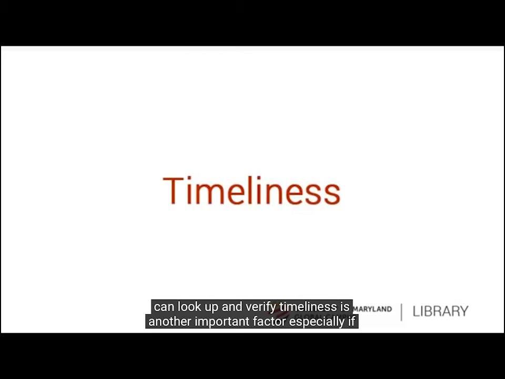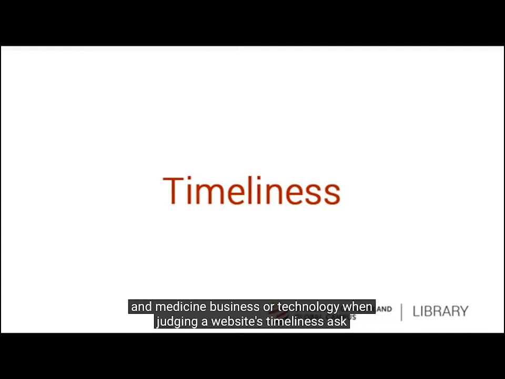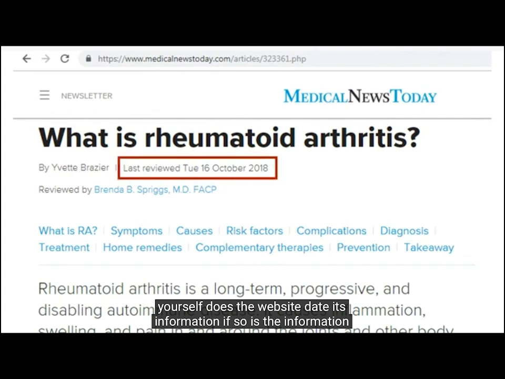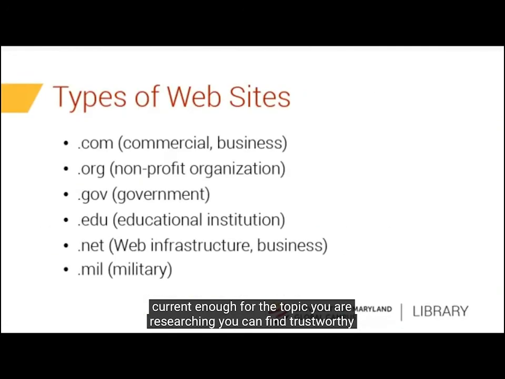Timeliness is another important factor, especially if you are researching a topic in which knowledge can change rapidly, like health and medicine, business, or technology. When judging a website's timeliness, ask yourself, does the website date its information? If so, is the information current enough for the topic you are researching? You can find trustworthy, useful information on all types of websites: commercial websites, organization, government, education websites, and so on. But no matter what kind of website you are using, you must critically evaluate the information it contains.